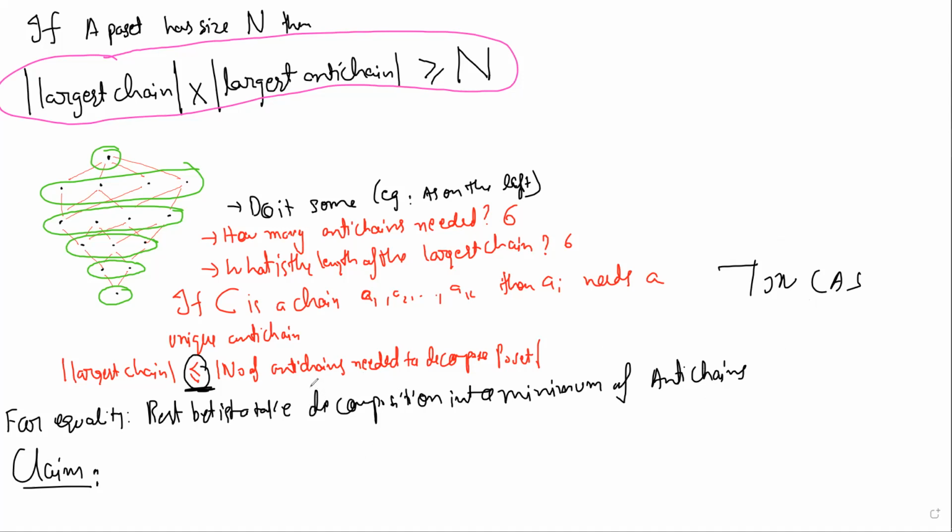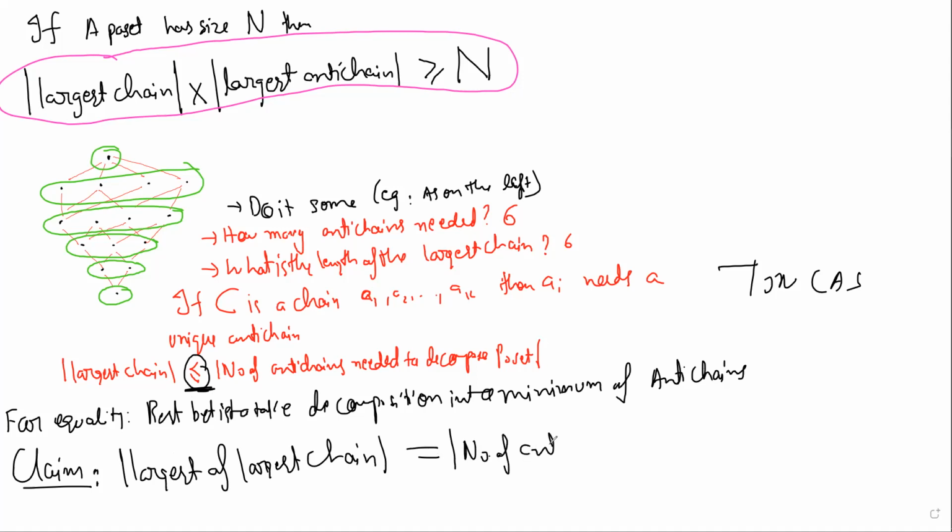So when you break it into the minimum number of anti-chains, the claim is that equality holds when the decomposition is minimum. It just means that the size of the largest chain equals the number of anti-chains needed in a minimum decomposition. Now we will not prove this today, okay?